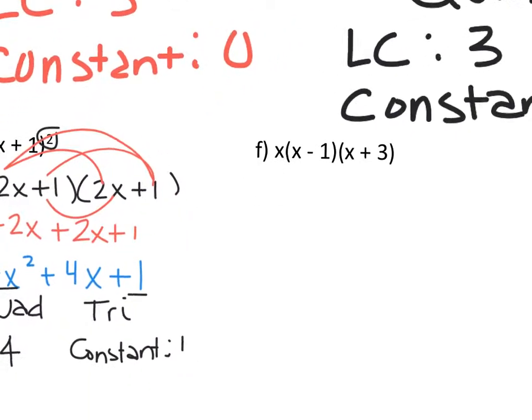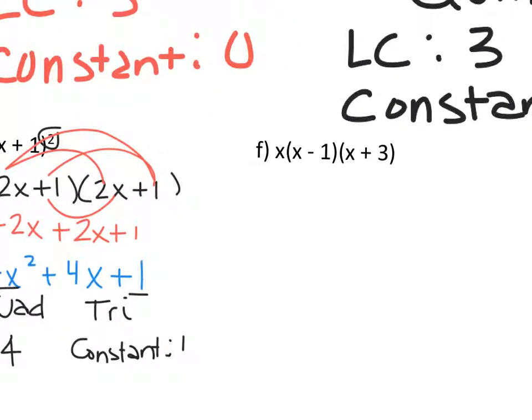Okay, and the last one, this is the same thing as multiplying A times B times C. Or if you had to multiply 3 times 4 times 2. You can either multiply 3 times 4 first and then multiply it by 2. Or you can multiply 4 times 2 first and then multiply it by 3, because multiplication is commutative, which means the order doesn't matter. I'm just going to go from left to right here.